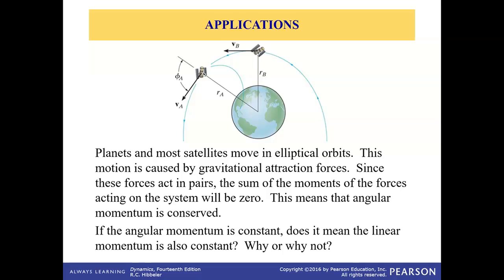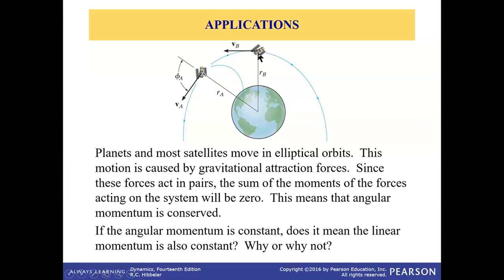If the angular momentum is constant, does it mean linear momentum is also constant? Why or why not? So let's study this situation. In this example, there is gravitational force between the satellite at point B and the Earth, and it's the same gravitational force between the satellite at point A and the Earth. Now these forces are equal in magnitude and opposite in direction, so there is no net force acting responsible for the change in angular momentum. So angular momentum at point B is the same as angular momentum at point A.